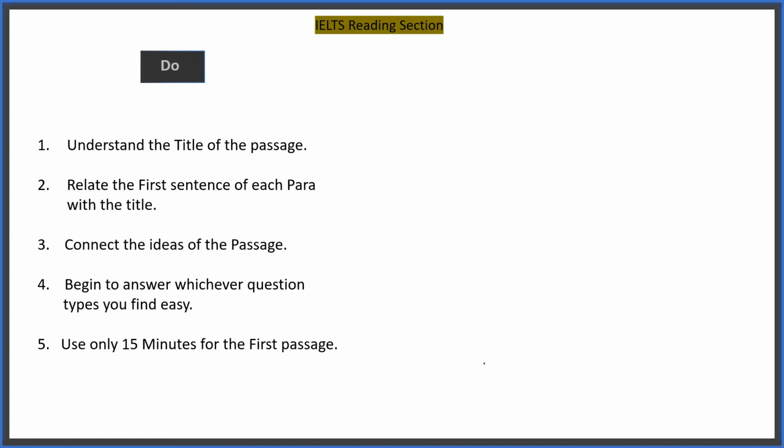Finally, use only 15 minutes for the first passage. I hope you know there are 3 reading passages in IELTS reading section, both in IELTS general test and IELTS academic test. You are given 60 minutes to answer 40 questions. Mathematically, on average you get 20 minutes for each passage. Yet, you should not use 20 minutes for the first passage since it is an easy passage.